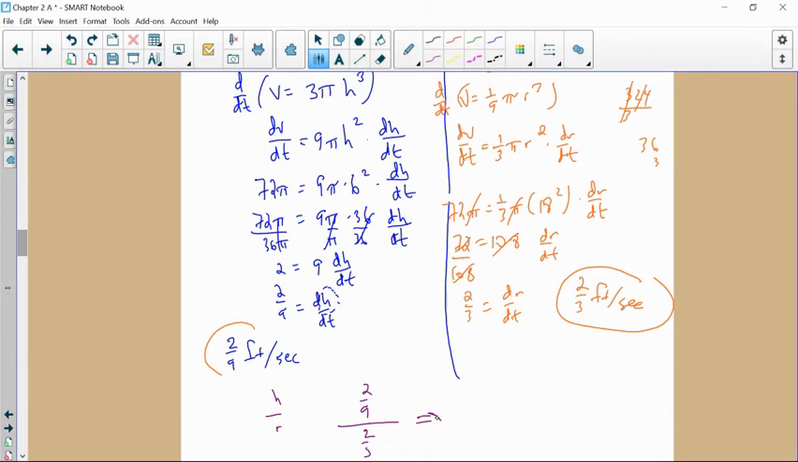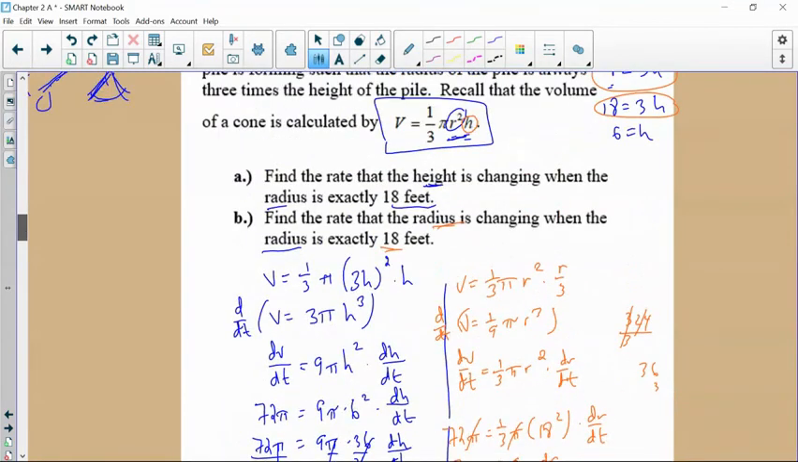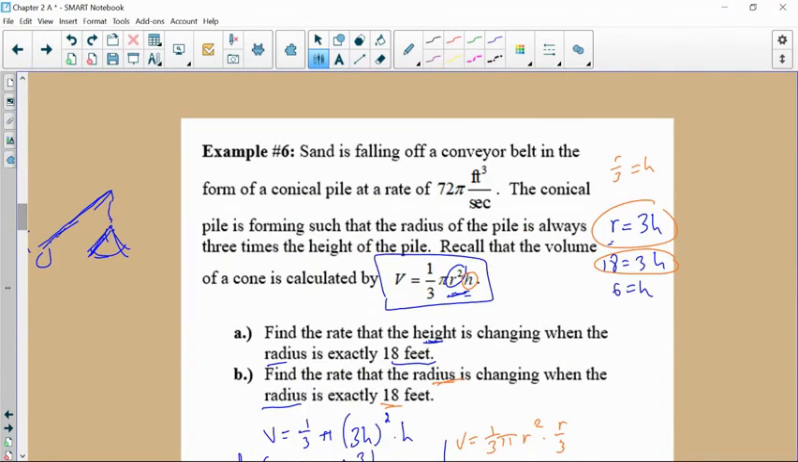Well, 2/9 divided by 2/3 could be thought of as 2/9 times the reciprocal, so like 3/2. So the 2's cancel. So it's a 1-to-3 ratio. It's 1/3. Well, guess what? Wasn't the height to radius change also, like, wasn't that always a 1-to-3 ratio, right? I mean, think about that.